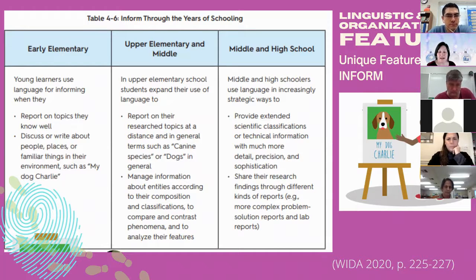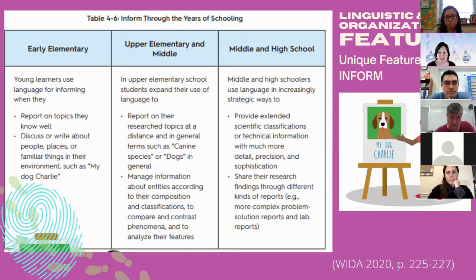Because this demand increases through the years of schooling, we know that multilingual learners need ongoing explicit support throughout the grades. So I want to consider newcomers. Perhaps they've missed early grade opportunities to develop their sense of inform by reporting on those well-known topics. And now we're asking them to do reporting and informing on more complex topics. So how do we help our English learners, but especially our newcomers, step into that grade level expectation of inform?